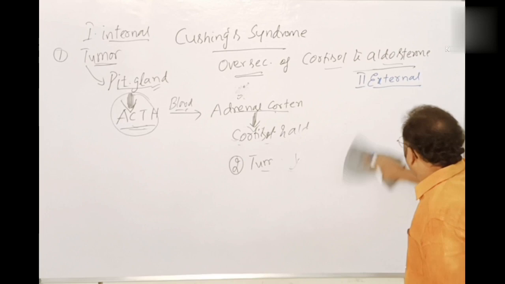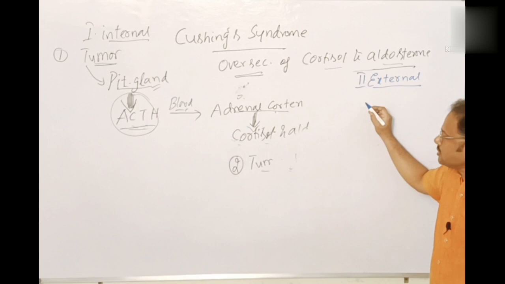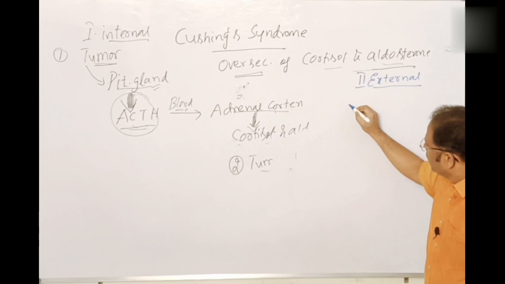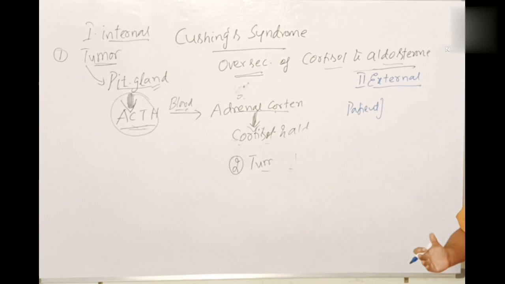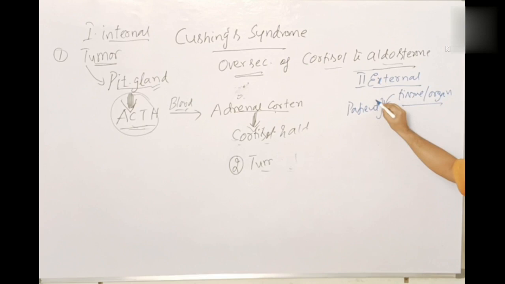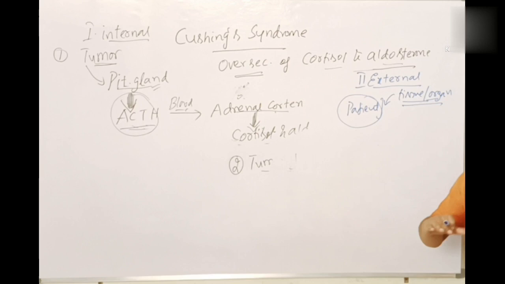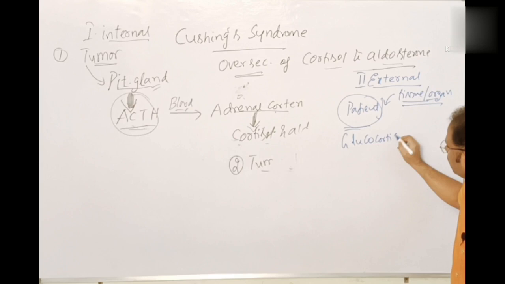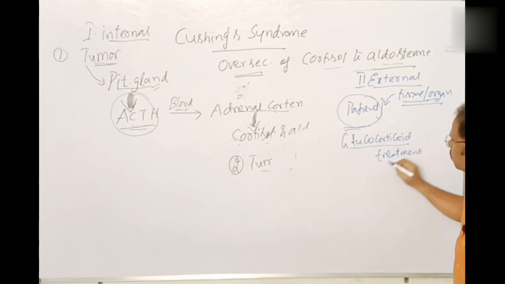For example, a person who has taken tissues or organs from another person, that is, the patient who is a recipient of organs or tissues during organ transplantation. This patient's immune system treats these tissues or organs as foreign bodies, that is antigens. That's why this patient has to undergo which treatment? Glucocorticoid treatment, which means an excess of glucocorticoids is present in this patient's blood.